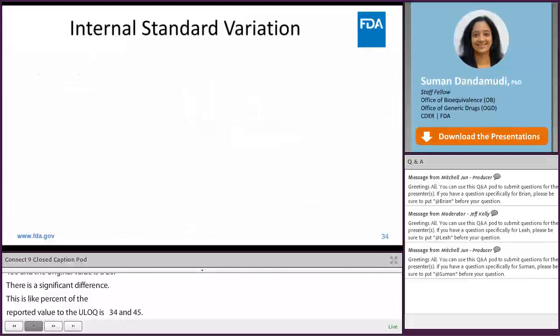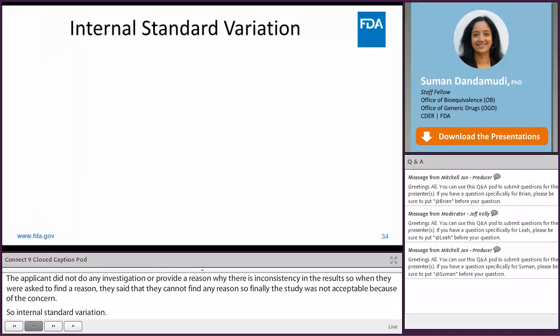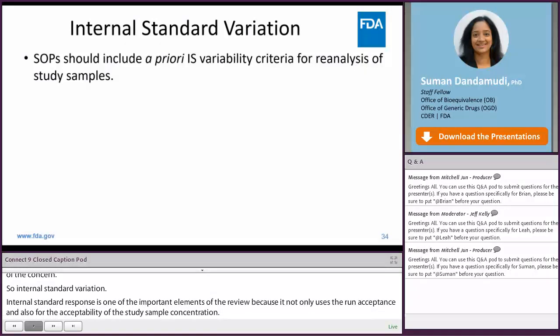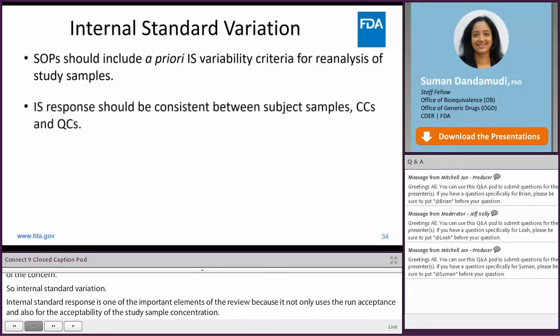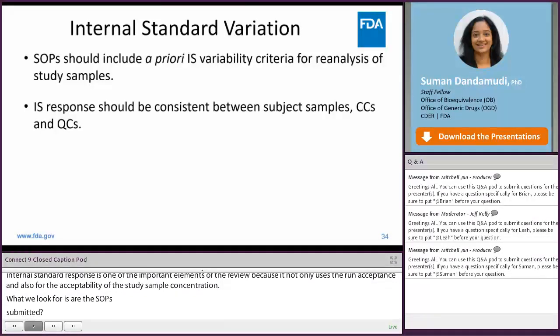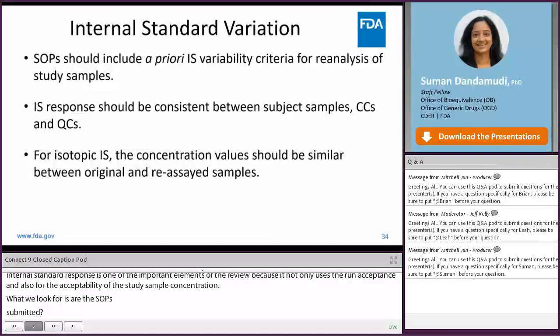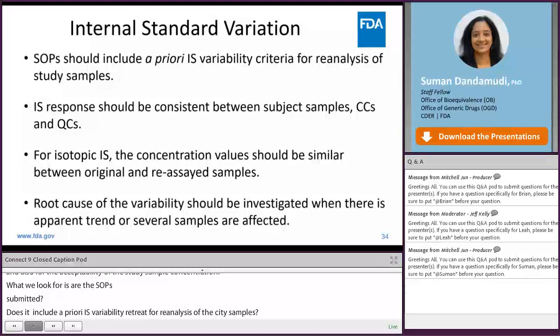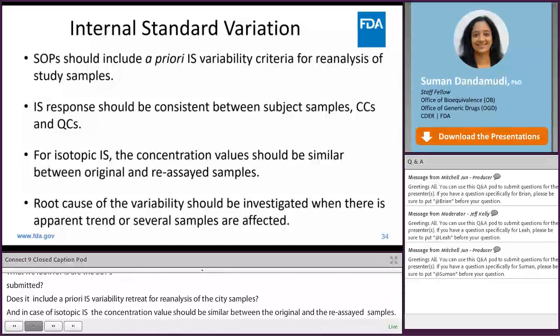So internal standard variation. Internal standard response is one of the important elements of the run review because it not only gives the run acceptance but also the acceptability of the study sample concentration. So what we look for: are the SOPs submitted? Does this SOP include a priori IS variability criteria for the reanalysis of the study samples? And are the IS responses consistent between the subject samples, CCs, and also the QCs? In case of isotopic IS, if there is any reason for the reassay, are these concentration values similar between the original and the reassayed samples? In case there is an apparent trend in the IS variation or several samples are affected, did the applicants perform any investigation or did they find any root cause for this variability?